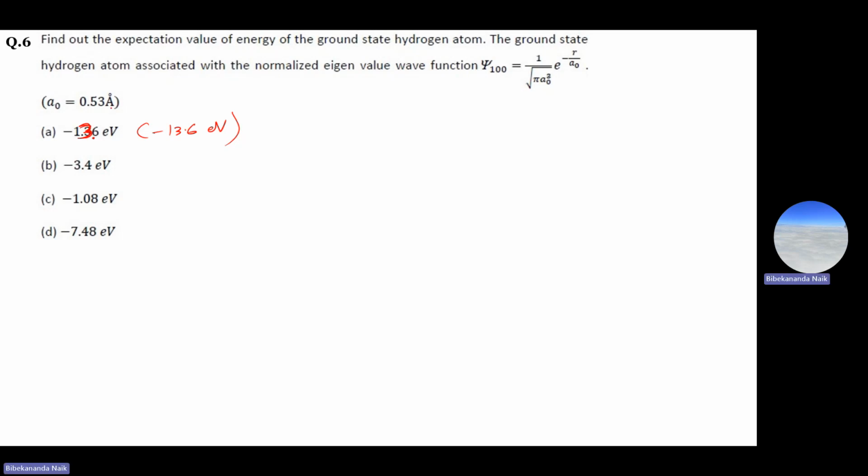If you see this question, it asks what will be the expectation value of the energy of the ground state of a hydrogen atom. We know the wave function is also given, and it is again a normalized eigenfunction. We know that the energy of the ground state of a hydrogen atom is nothing but minus 13.6 electron volt. So the correct option will be option A, which is minus 13.6 electron volt.